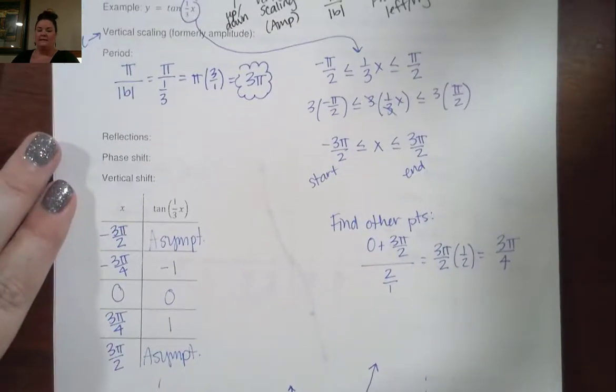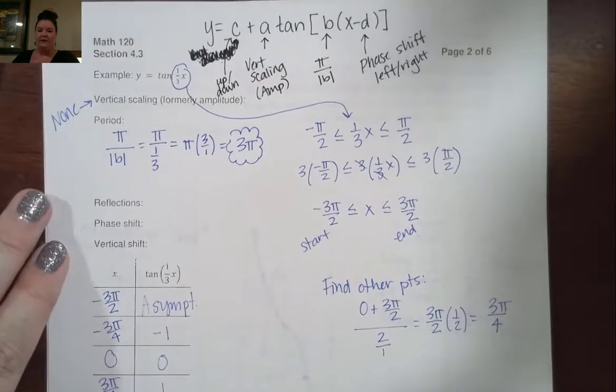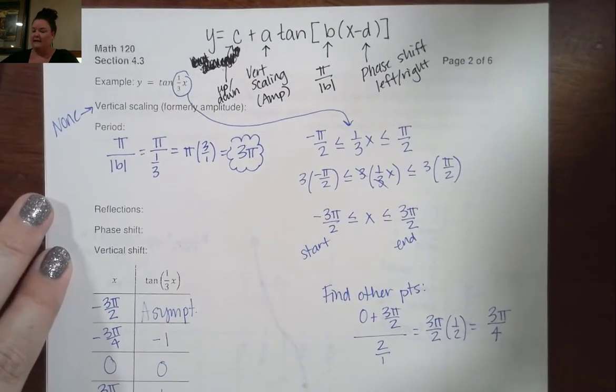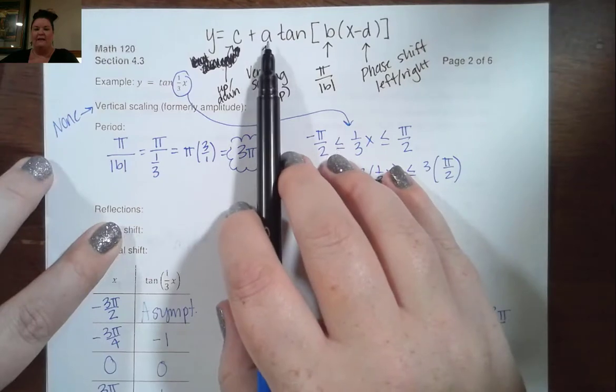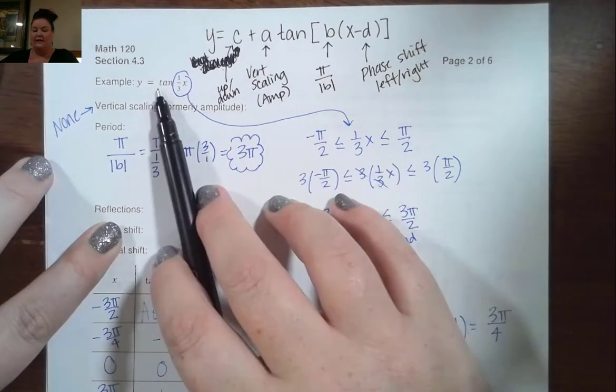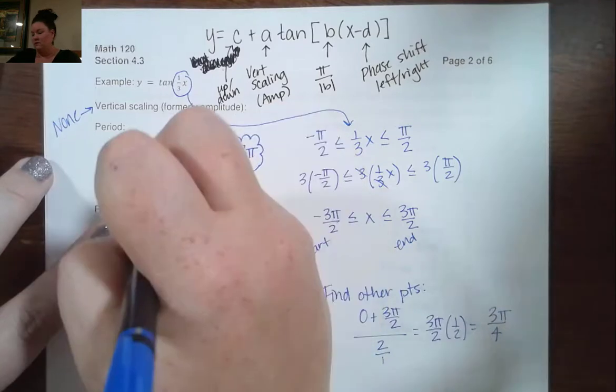Then I want to see, do I have any reflections? Right? In this case, I don't. I look to see if that a value is negative. Do I have a negative in front of my tangent function? And here I don't. So no.